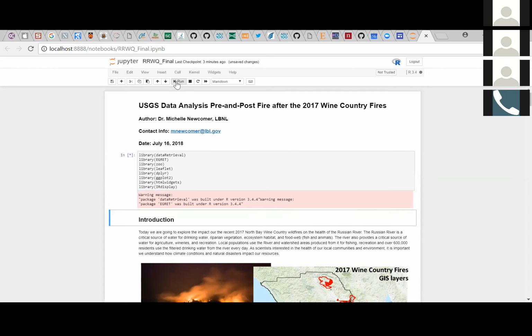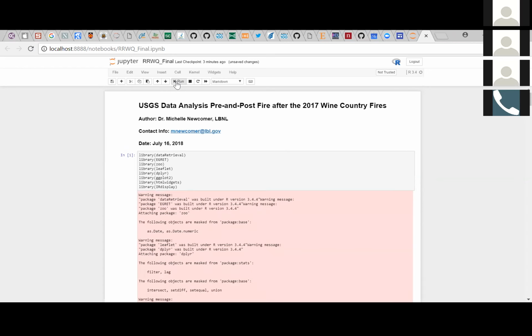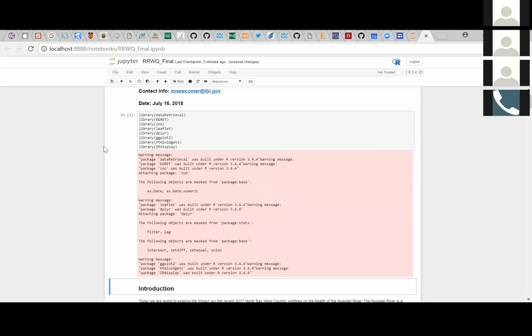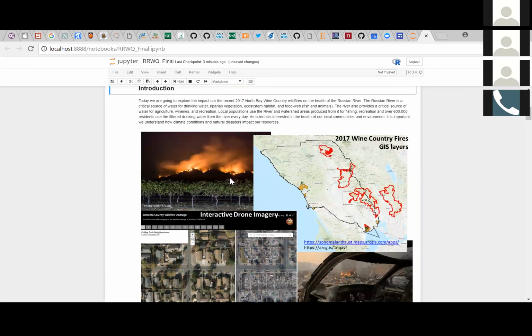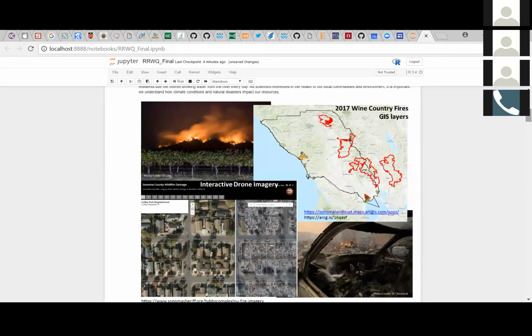As we run through this notebook, the thing that you can do with these notebooks is use libraries that are available to R, so you can install these libraries and use them within this notebook system. And as I mentioned, today we're looking at the impact of these North Bay fires, and here are a few other links that can point you to GIS layers, drone imagery of the area, as well as a lot of interactive maps and photos to really see the impact that these fires had.